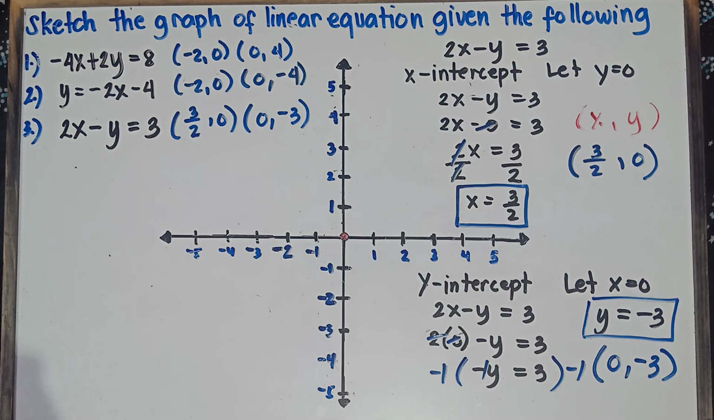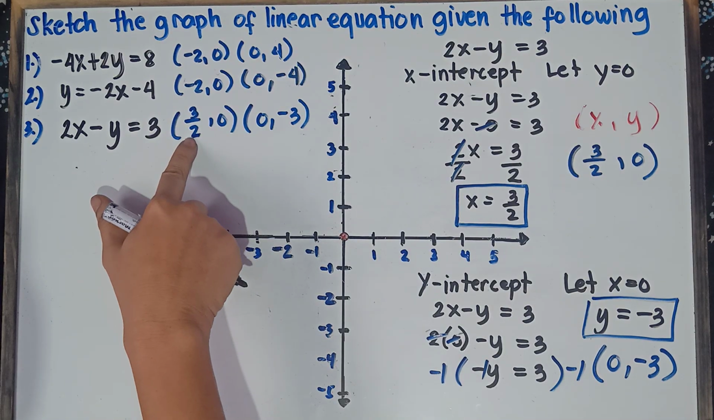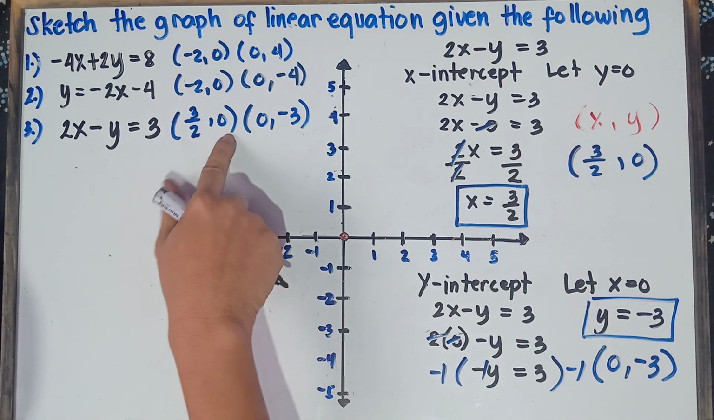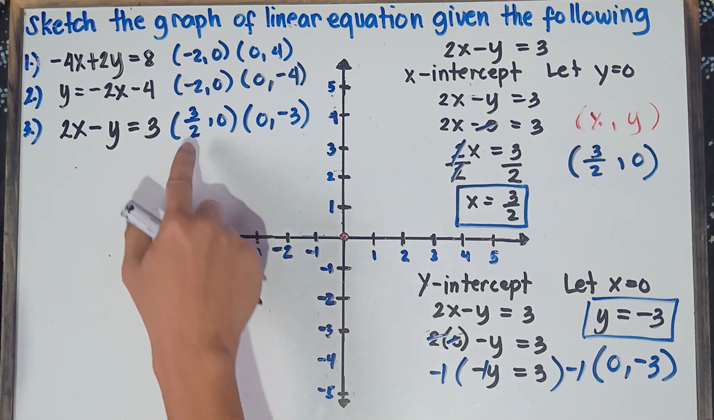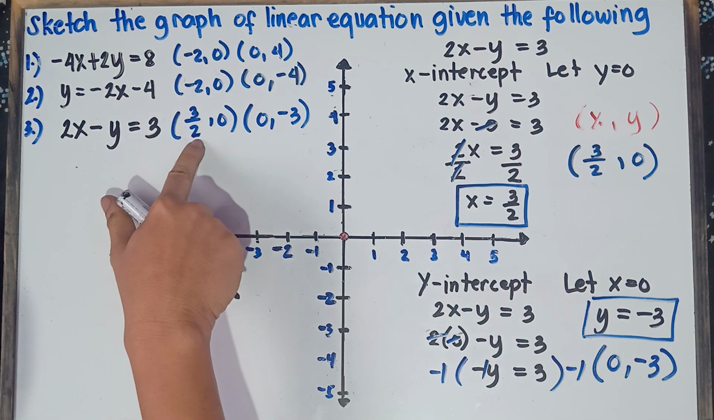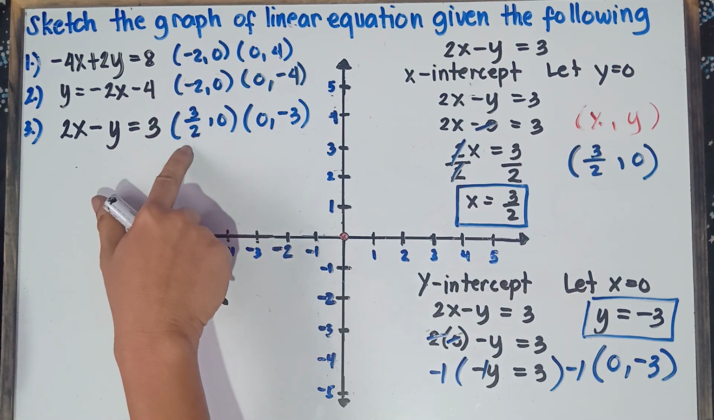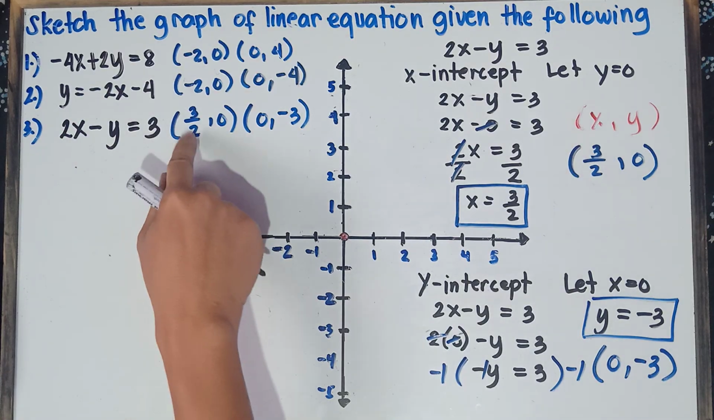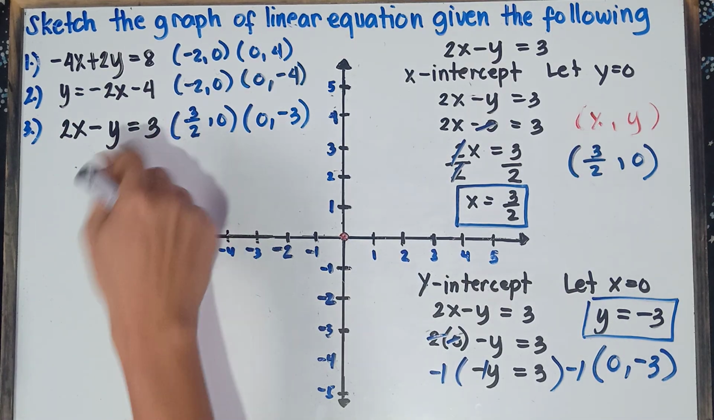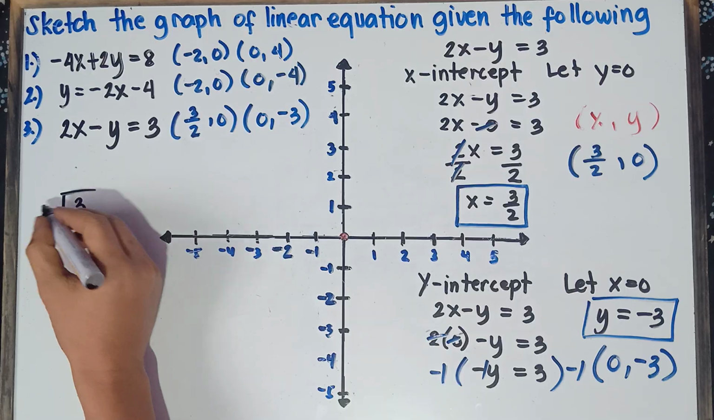Alright, so to plot this one, let's start with the first ordered pair. Our given is 3 over 2 for x, and y is 0. To plot this one, class, we need to convert this fraction into a decimal. We simply divide, changing the improper fraction into a decimal: 3 divided by 2.